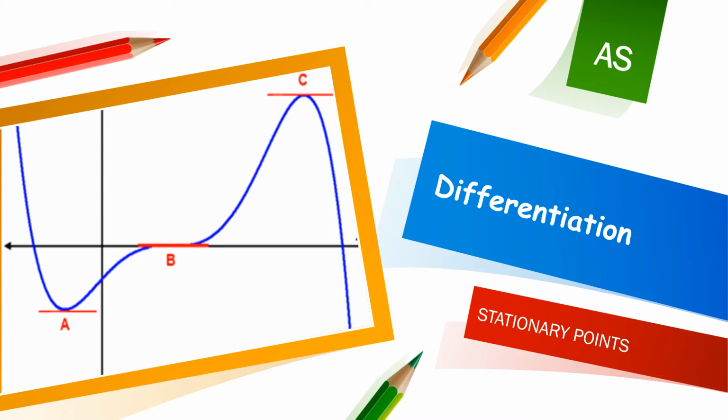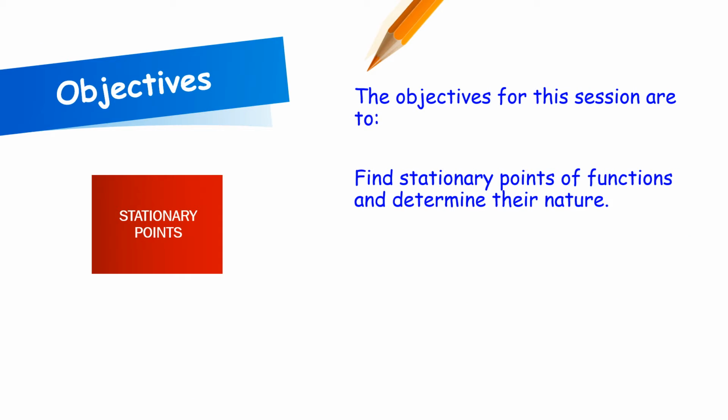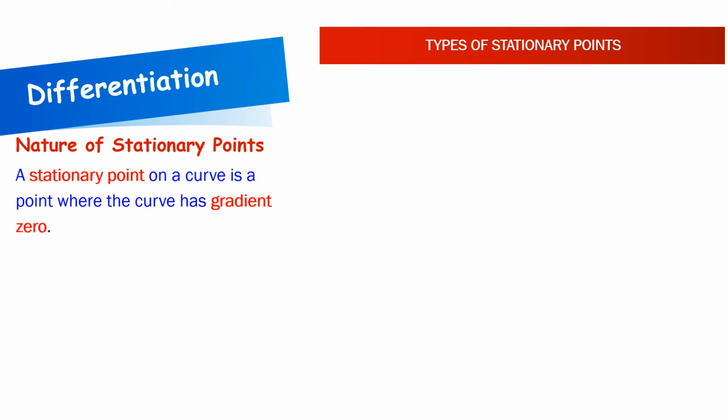Welcome to the session on differentiation, stationary points. The objectives for this session are to find stationary points of functions and determine their nature. A stationary point on a curve is a point where the curve has gradient 0.